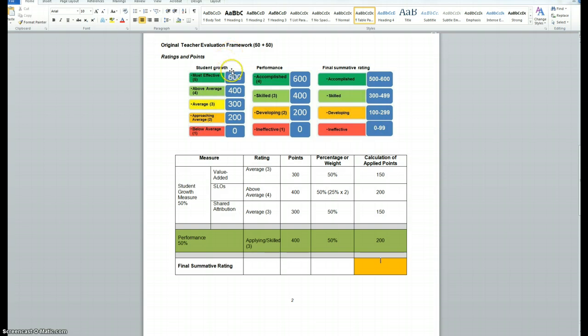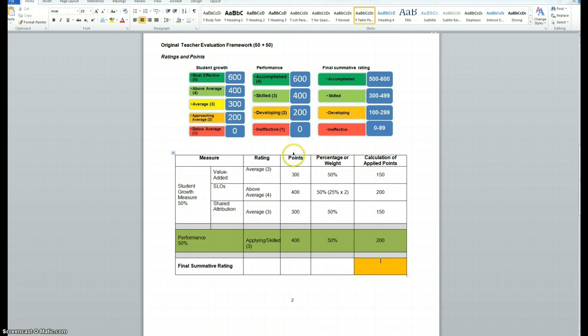So keep in mind as well, this is 600 points, but it's 50% of that. So the most you can get on student growth is 300 points. The most you can get over here is 300 points, because the entire final summative rating is at a maximum of 600 points. Don't get confused and think that this should be out of 1,200, because it's 50% and 50%.